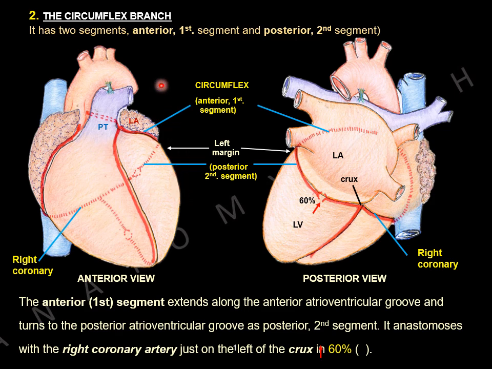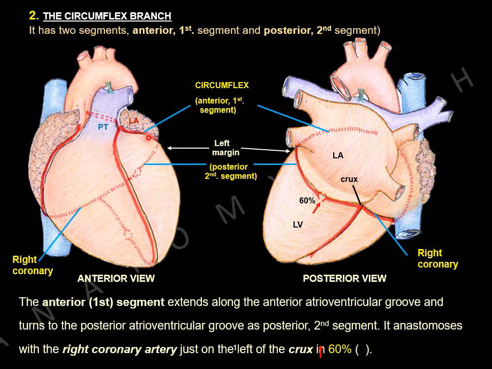Now let's talk about the circumflex branch of the left coronary artery. The left coronary artery, after coming out from the left of the pulmonary trunk, that is between the pulmonary trunk and the left auricle, divides into two branches. We have already mentioned the first one is the left anterior descending, and the circumflex is the second branch. The circumflex artery has two segments. The one anterior, along the anterior atrioventricular groove, is the anterior segment or the first segment.